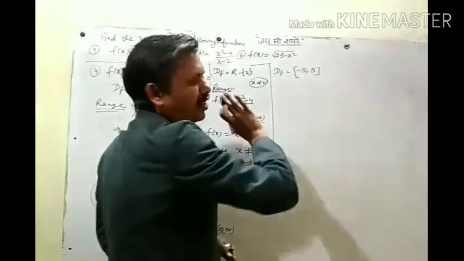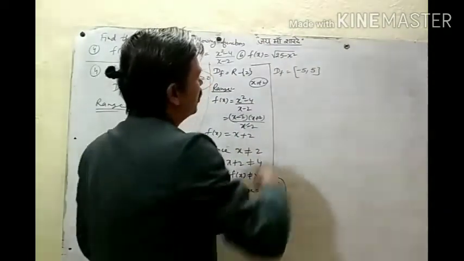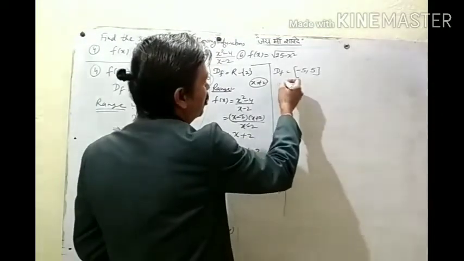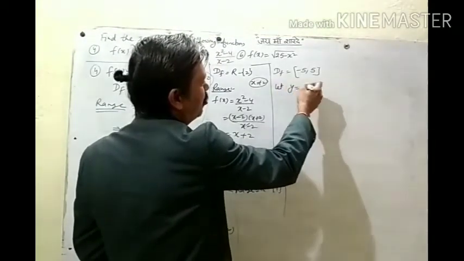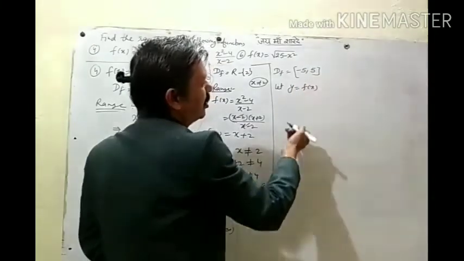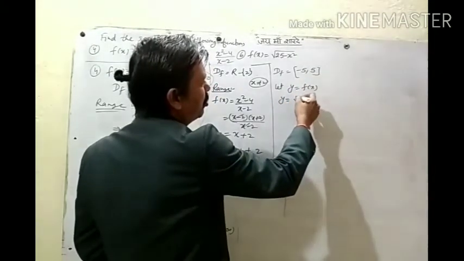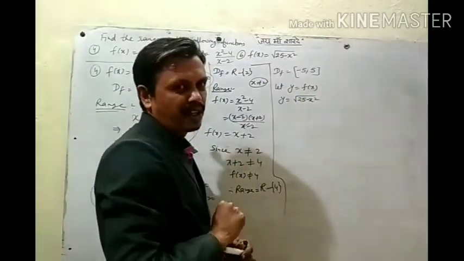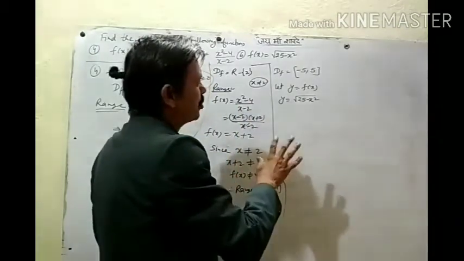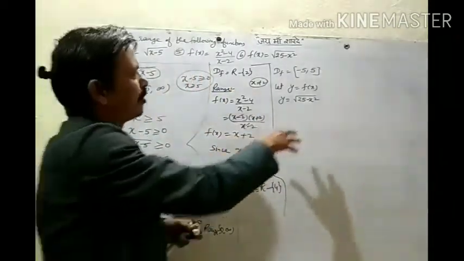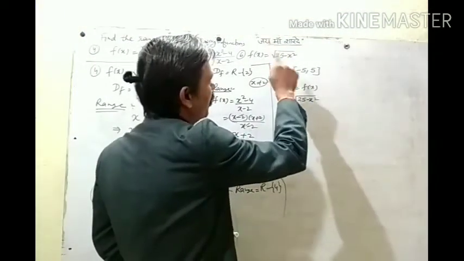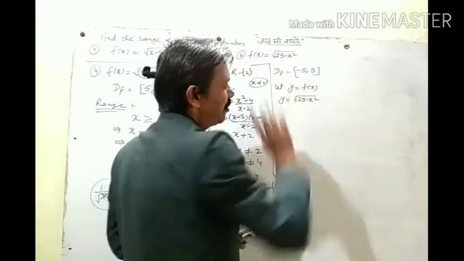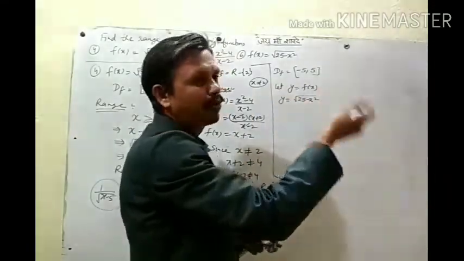How did you find it? You can see, its domain is minus 5 to 5. Now its range. For this case, we assume y equal to f of x, meaning y equal to root 25 minus x square. Now we write x in terms of y. This is one process by which you can find the range for this type of function when we have a root function. Or for P by Q form, we can also use y equal to f of x, then find x in terms of y.